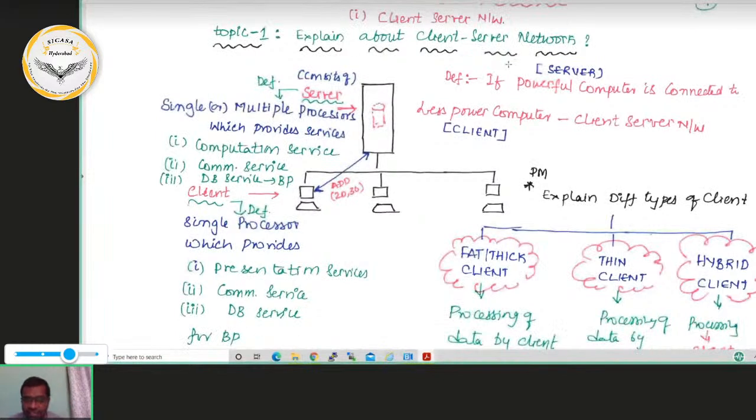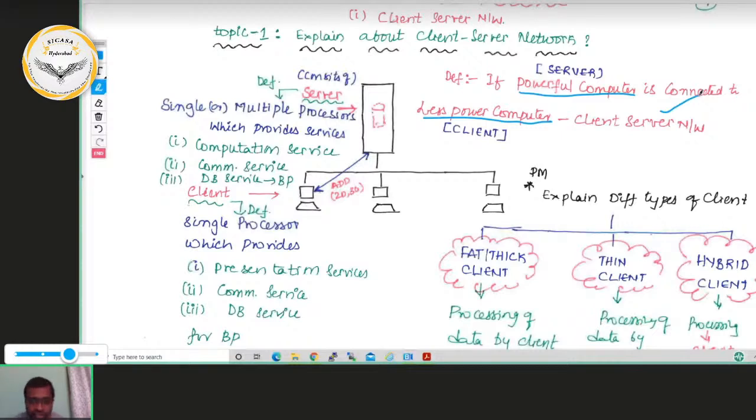client-server network. A client-server network is nothing but if a powerful computer is connected to a less powerful computer, that type of network is called a client-server network. So what do you mean by client-server network? If a powerful computer is connected to a less powerful computer, it is called a client-server network. A server consists of multiple processors. Can I call it a powerful computer? Yes, a server is always a powerful computer. A client consists of only one processor. That is the reason it is called a less powerful computer. So if you connect a powerful computer with a less powerful computer, then it is called a client-server network. This is the definition we have.